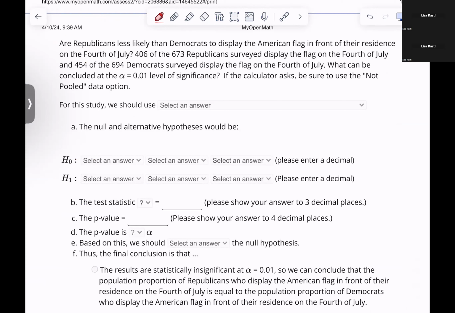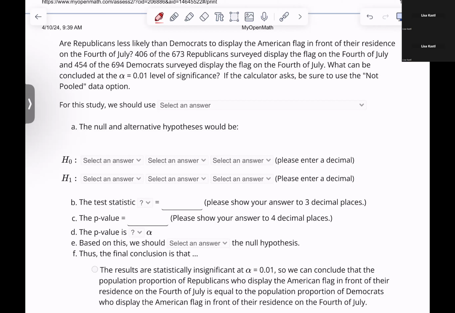So this is going to be a 2-proportion test, correct? Because they gave us some information. 406 of the 673 Republicans surveyed displayed the flag on the 4th of July. 454 of the 694 Democrats displayed the flag on the 4th of July. What can be concluded at alpha equals 0.01 level of significance?